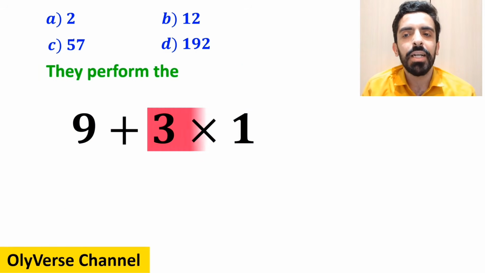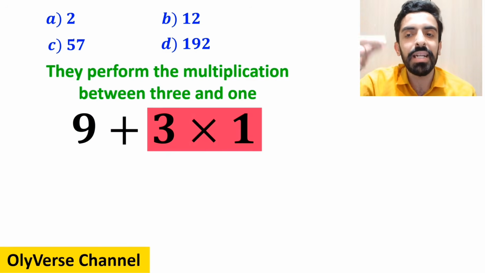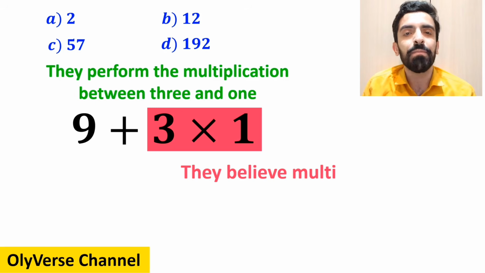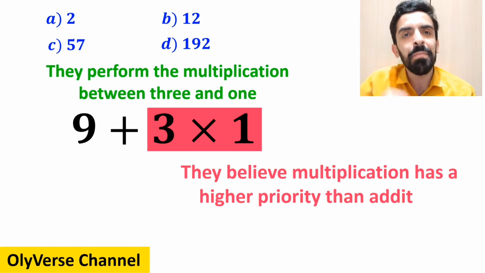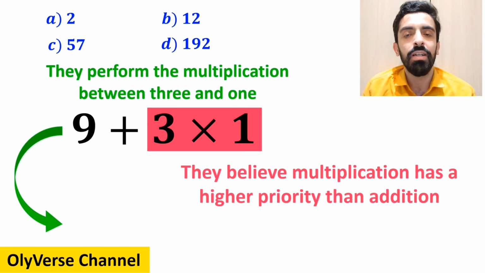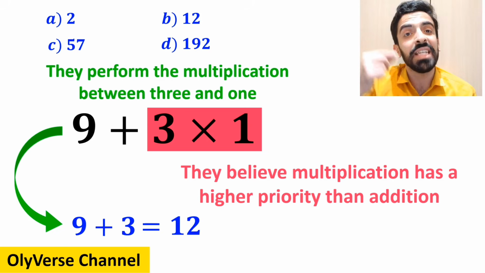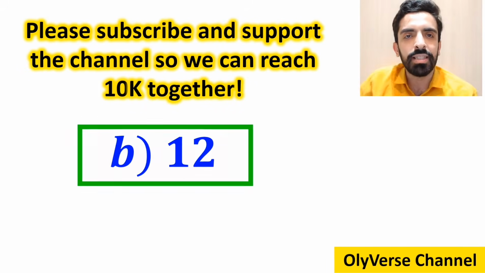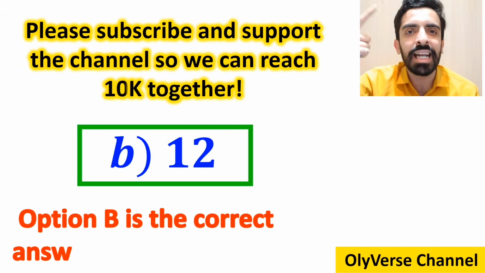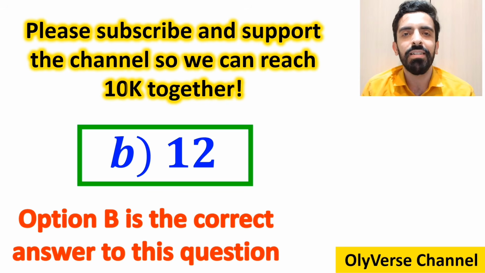In the final step, they perform the multiplication between 3 and 1 because they believe multiplication has a higher priority than addition. And this expression simplifies to 9 plus 3, which ultimately gives them the answer 12. And immediately, they conclude that option B is the correct answer to this question.